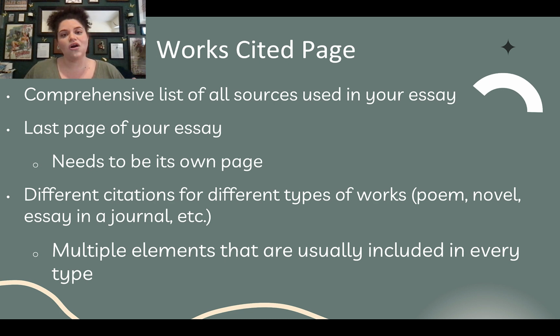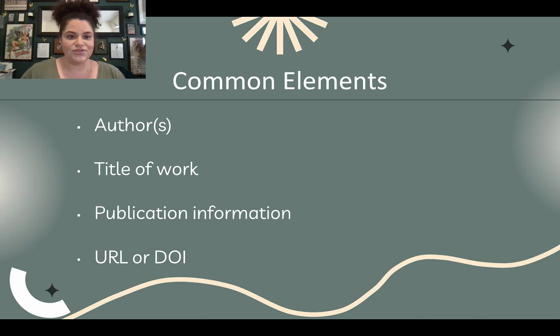But despite all of these different citation formats, there are multiple elements that are usually included in every single type. These are them. So normally it has an author. If there is an author to the source you're using, the citation will include the author's name, the title of the work, right? What is the source called that you incorporated into your paper?